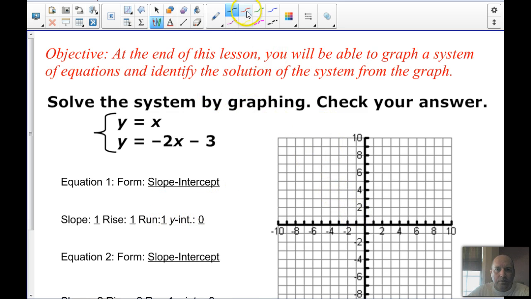I'm going to do this in a different color, in red. There's the y-intercept, and I go up 1 and over 1 and make another point, and up 1 and over 1 and make another point, and so on. Then I graph this line as straight as I can, and it goes on forever both ways.